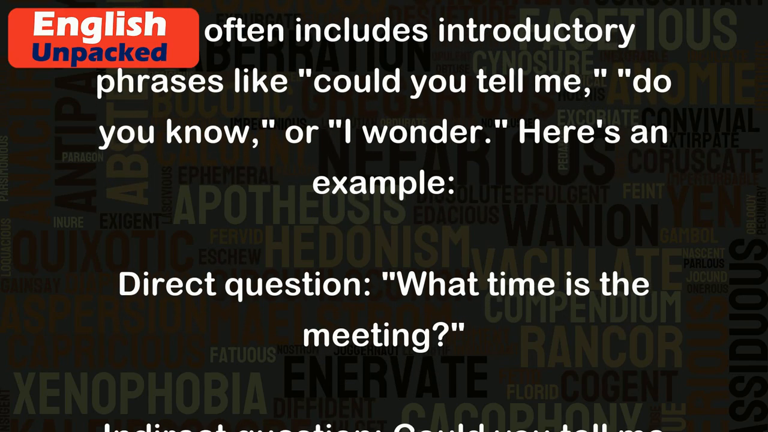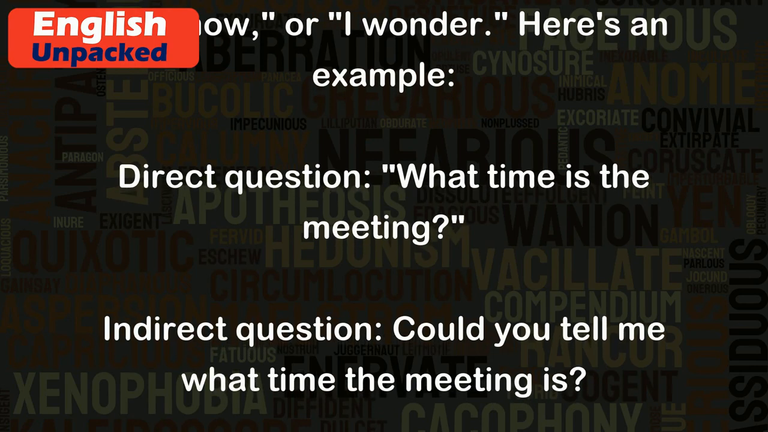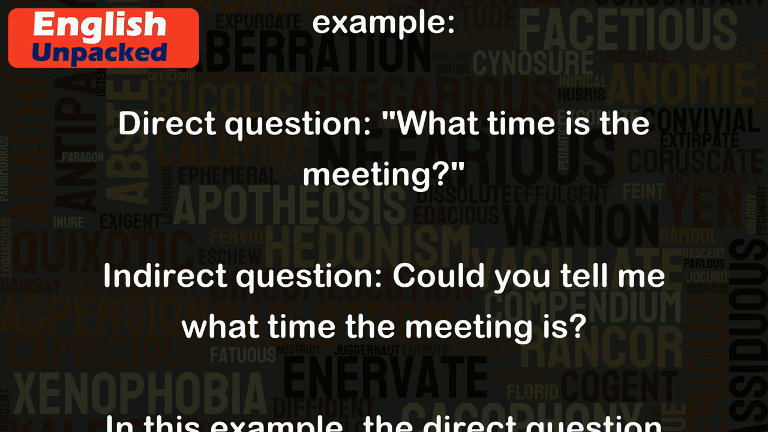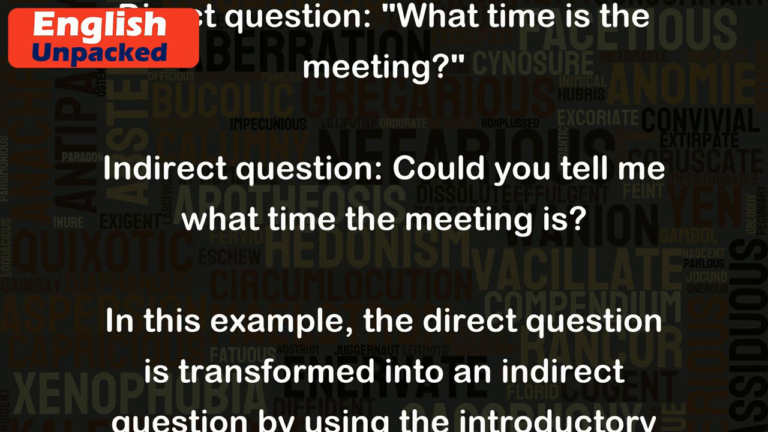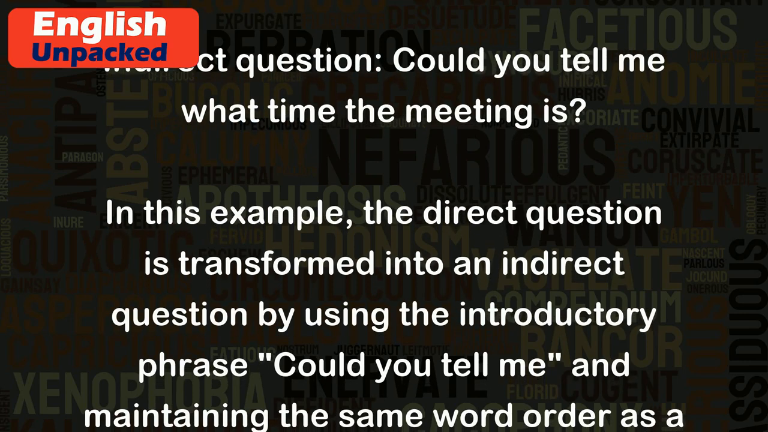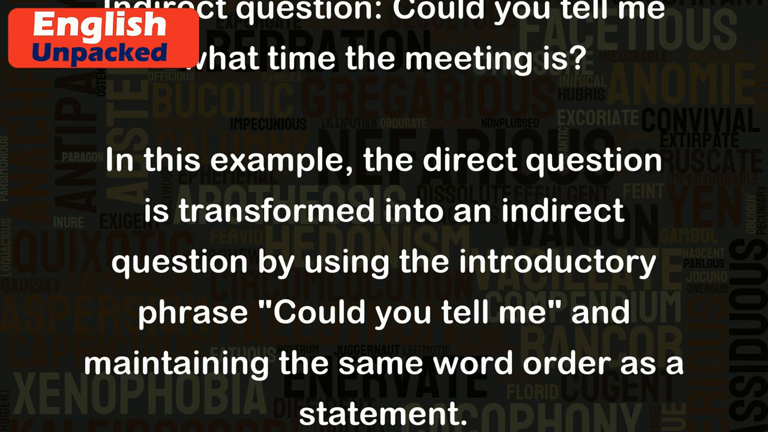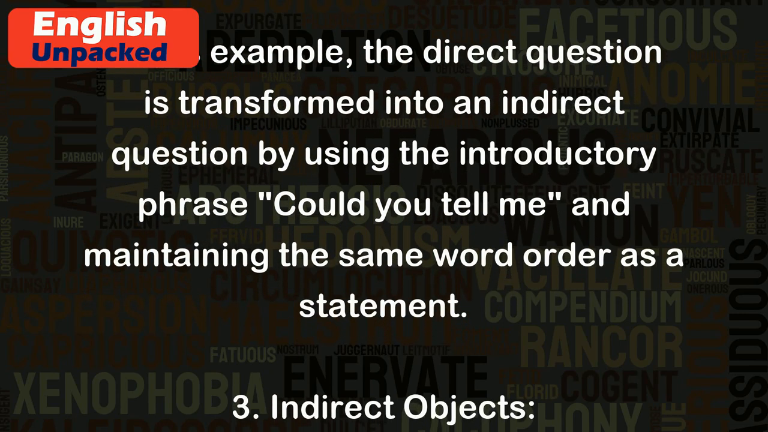Here's an example. Direct question: What time is the meeting? Indirect question: Could you tell me what time the meeting is? In this example, the direct question is transformed into an indirect question by using the introductory phrase, could you tell me, and maintaining the same word order as a statement.